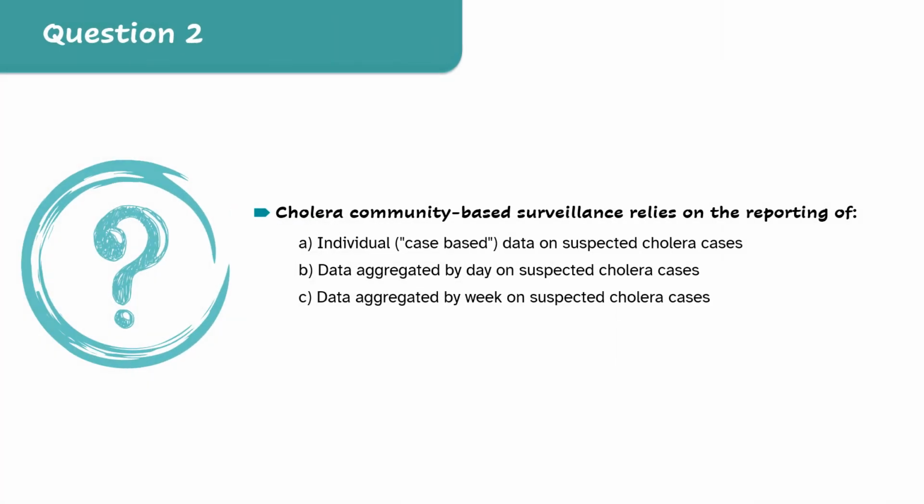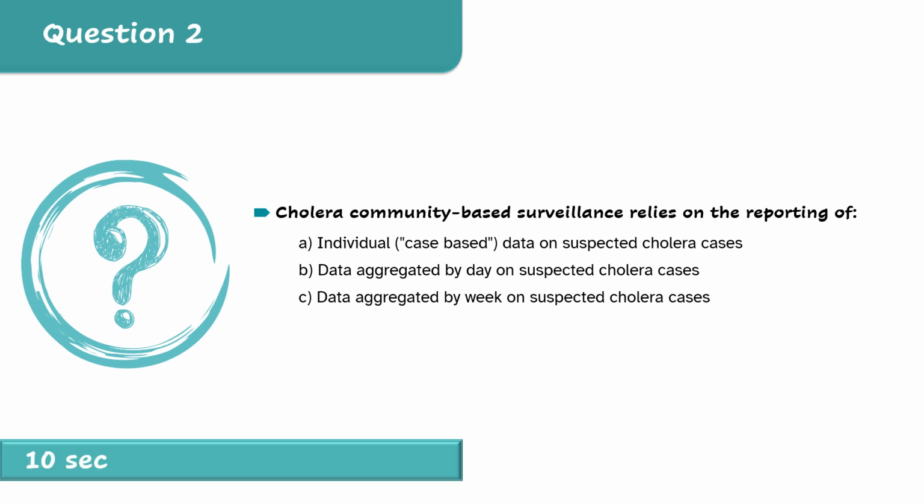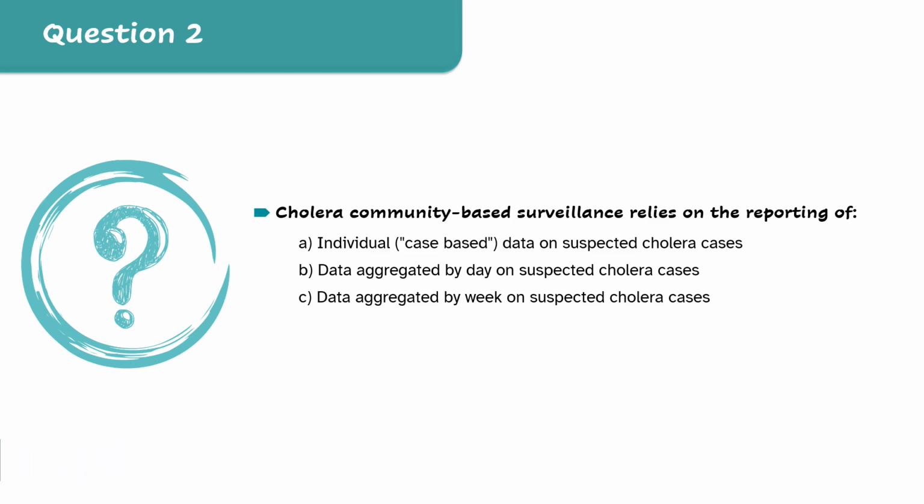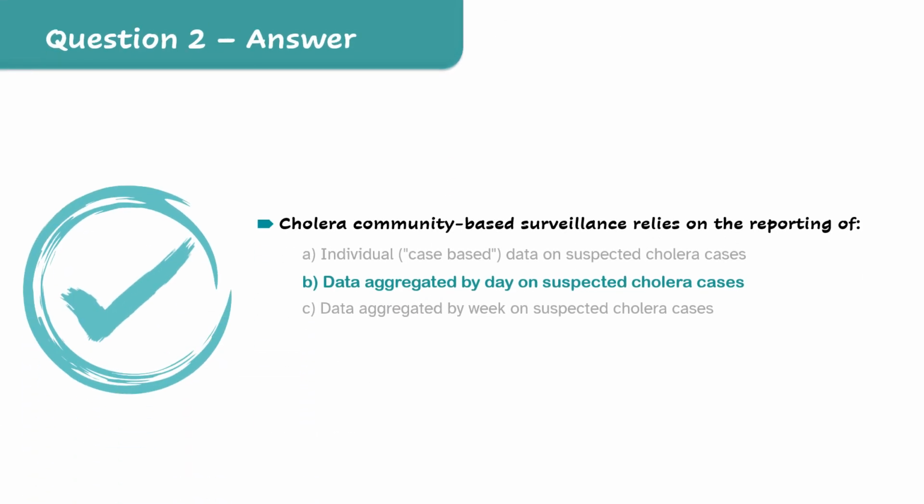Question 2. Cholera community-based surveillance relies on the reporting of A. Individual case-based data on suspected cholera cases, B. Data aggregated by day on suspected cholera cases, C. Data aggregated by week on suspected cholera cases. The correct answer is B. Data aggregated by day on suspected cholera cases are reported via community-based surveillance.